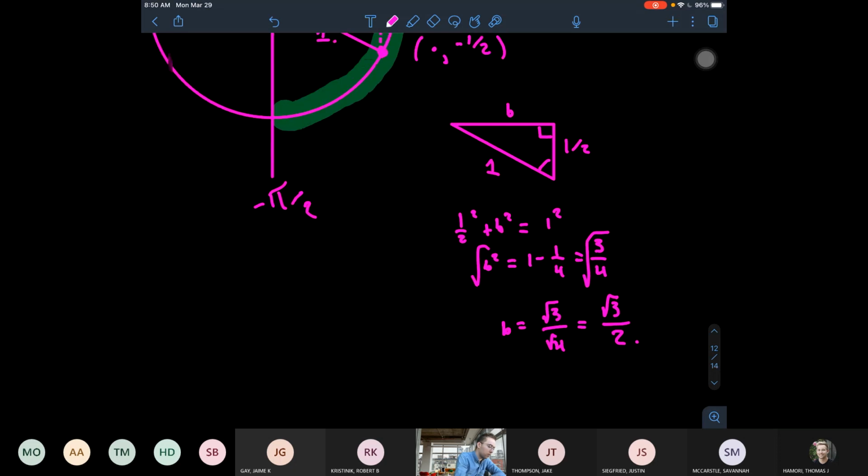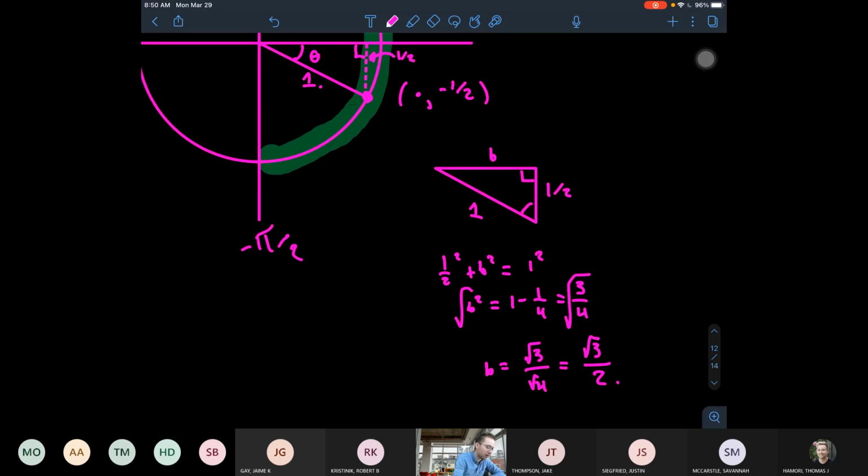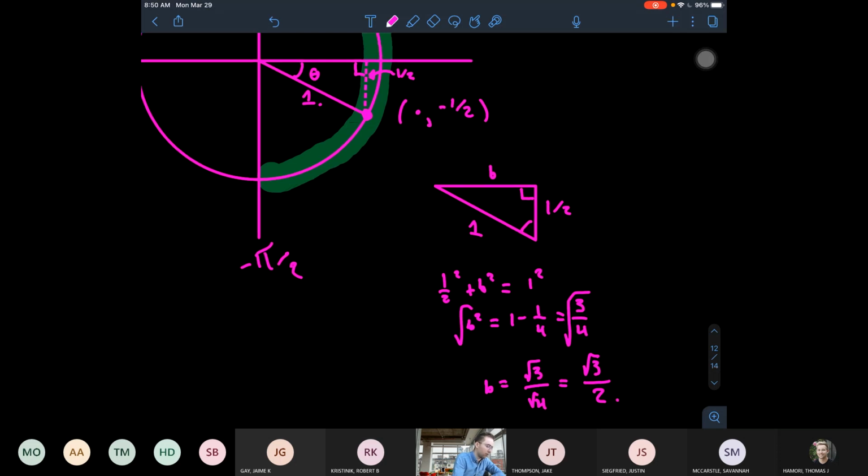Okay, so no problem. If you forget that this is a special right triangle, don't fret. Just use the one theorem that you've probably memorized and know how to use pretty down pat by now. Just use the Pythagorean theorem. Anytime we have a right triangle, we can use that theorem as much as we want. So this side length here is square root 3 over 2.